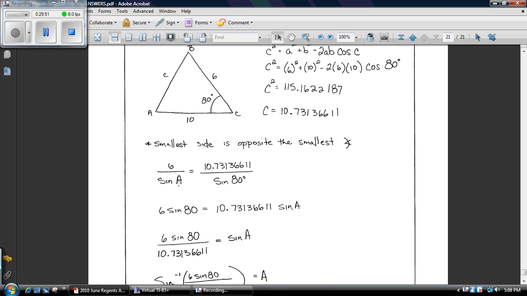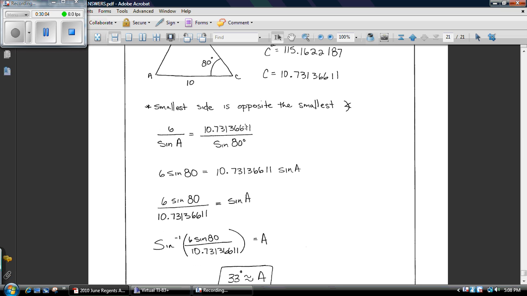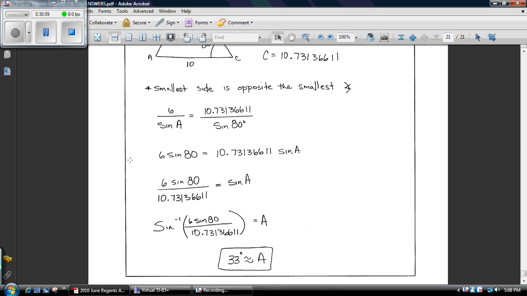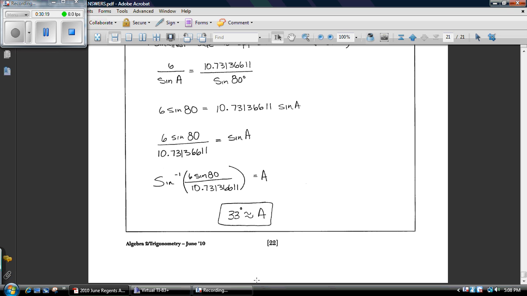So I'm going to use the law of sines to figure out angle A. 6 is to the sine of A as 10.73, whatever I got in my calculator, is to the sine of 80. Cross multiply, divide, and to find angle A, take the inverse sine of this. Sine inverse of this business equals angle A. And angle A turns out to be 33 degrees, and that's the smallest angle in the triangle.